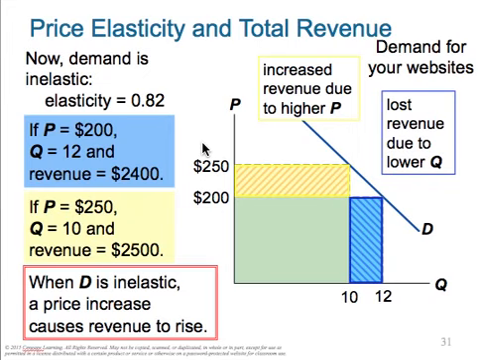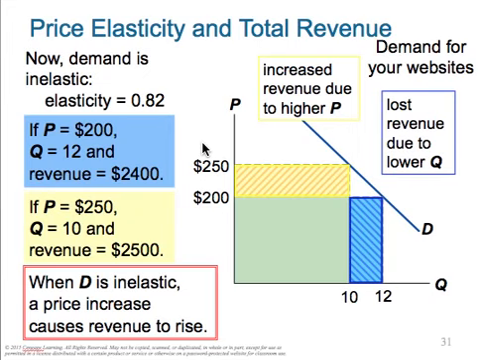Revenue is 2,500. Now what happened there? Quantity went down, but revenue actually went up by $100. That's because the demand was inelastic. A price increase actually caused your revenue to rise. So knowing how your customers are going to react to a price change on your part will let you know whether or not you're making more money, or at least getting more revenue.